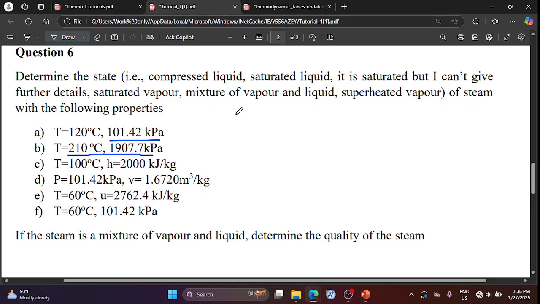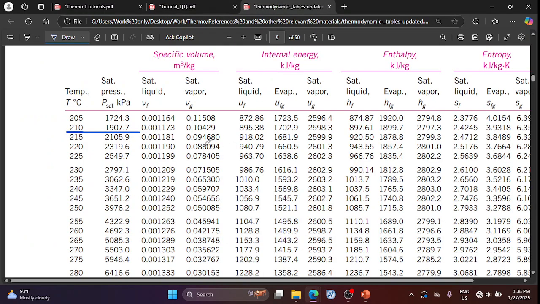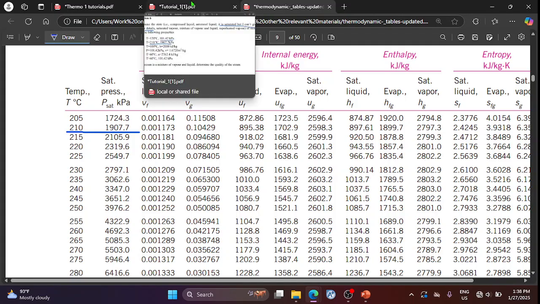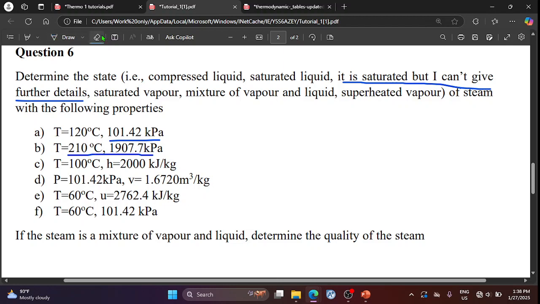But remember that we said if it's saturated, it can be liquid changing to vapor, vapor changing to liquid, or a combination of vapor and liquid. Because this is all we have, we can't determine whether it's going to be saturated liquid or saturated vapor, but we know that it is saturated. So the answer is it is saturated, but I can't give further details. If maybe we had an idea of the VF or the VG or the U value or something, we'd be able to tell that okay, it's a liquid, it's a vapor, it's a mixture, but we don't have that, right? So we can't say anything further aside from the fact that it is saturated.